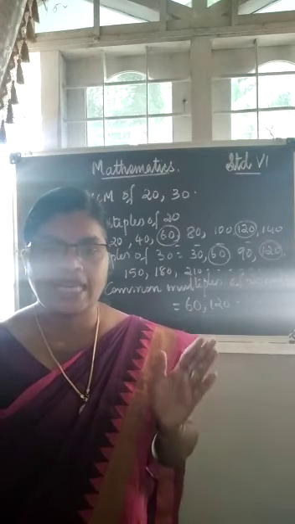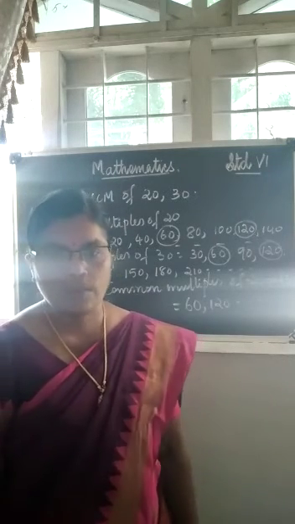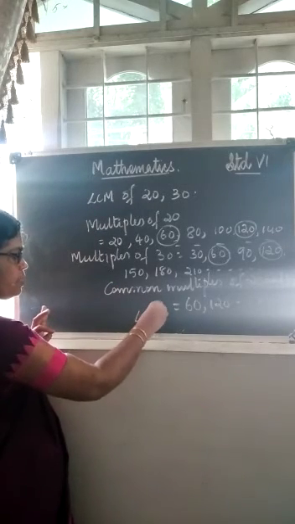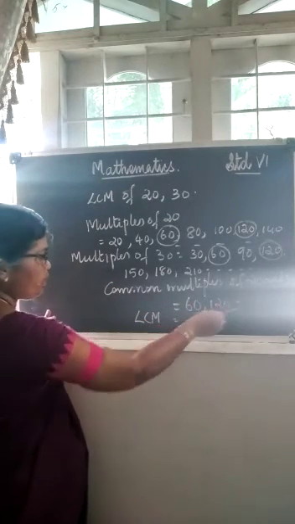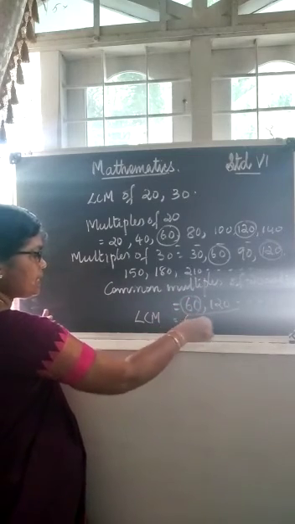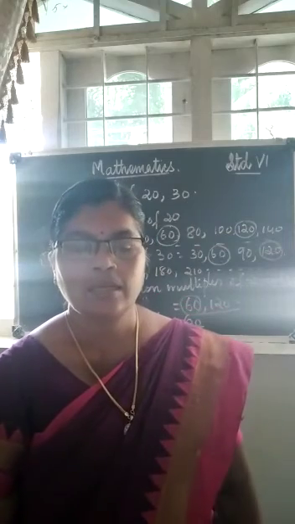So, which is the LCM? Least common multiple. That is the smallest common multiple. Which one is the least common multiple or the LCM? LCM is equal to the smallest of these. Which is the smallest? 60. So, the LCM of 20 and 30 is 60.